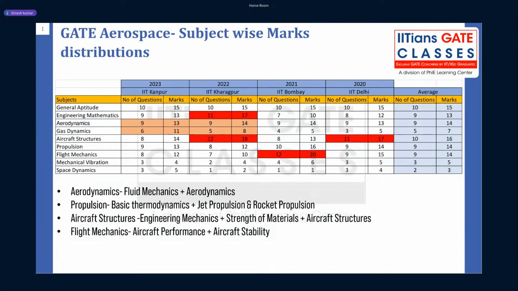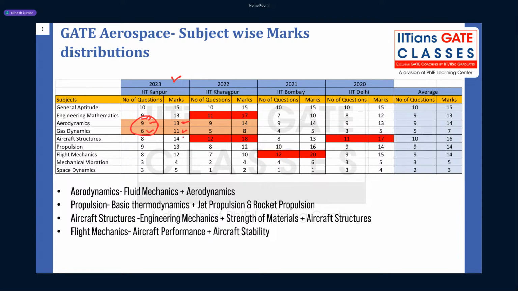Now, guys, if you see the prior papers, how the subject-wise marks are distributed. So if you take the 2023 paper, which is from IIT Kanpur, you can see math, there are 9 questions for 13 marks. Aerodynamics 9 questions for 13 marks. Gas dynamics, there were more questions in this 23 paper and 11 marks. So this aero plus GD, total 15 questions, 24 marks. They asked so many questions in GATE 2023 from the aerodynamics section.